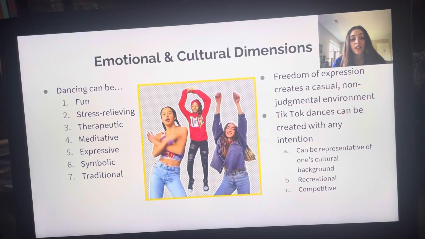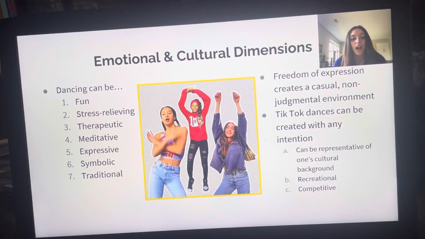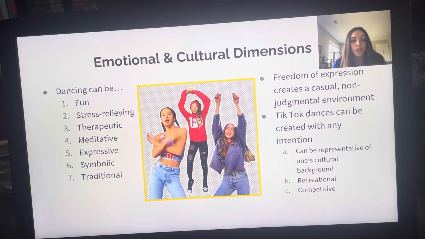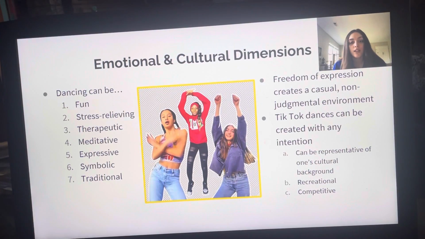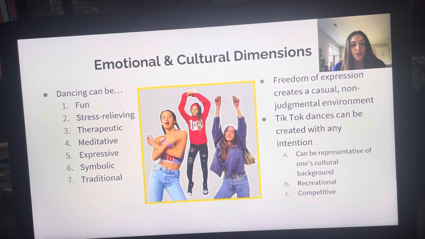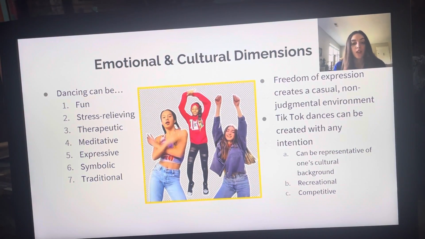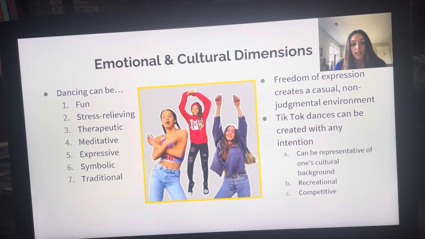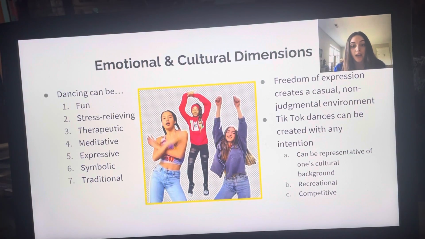The dances are often created with any intention. This can be fun, this can be therapeutic, this can be traditional. So it can be representative of one's culture and background and symbolic. It can be recreational, a fun way to participate in a group or with oneself in practicing dance, or it can be competitive between creators.